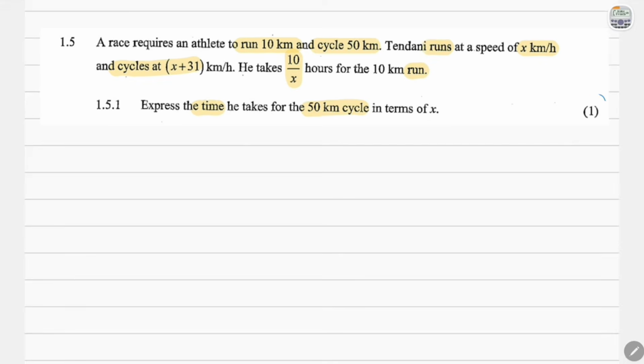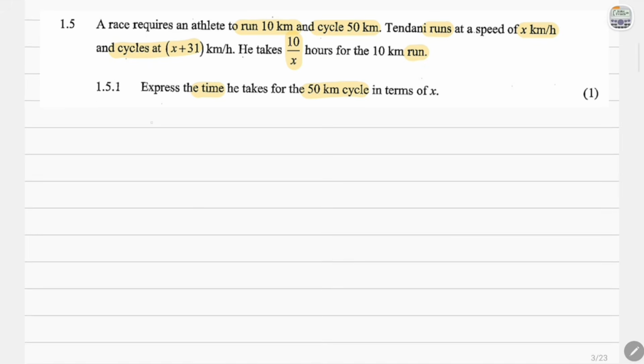Okay, so the first question seems to be pretty simple, but let's just write everything out because we know we will need it for the second question. So let's just put the information down. We see that this race has two parts. There's running and then there's the cycling. Okay, so I'll just call the cycle.